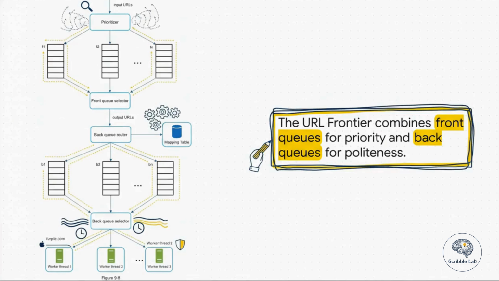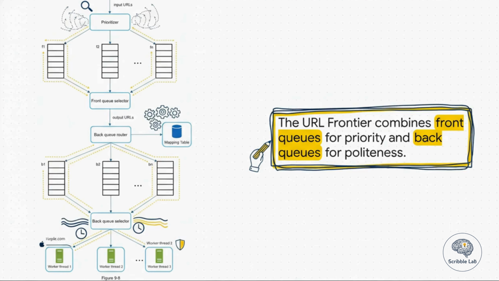And here is the complete design that ties it all together. It's beautiful, really. URLs come in and are first put into those priority-based front queues. A selector then picks a high-priority URL and sends it to a router. That router looks at the domain, say apple.com, and makes sure it goes into one specific back queue just for apple.com. The same thing happens for nike.com, and so on.